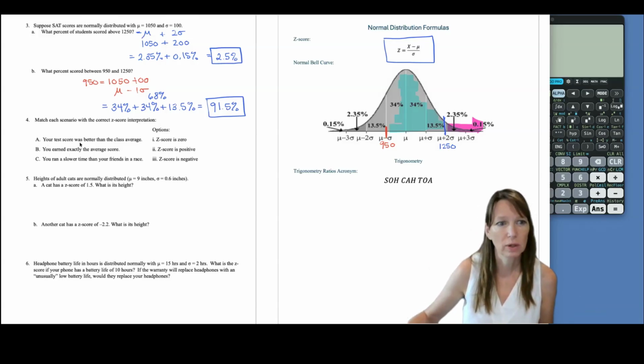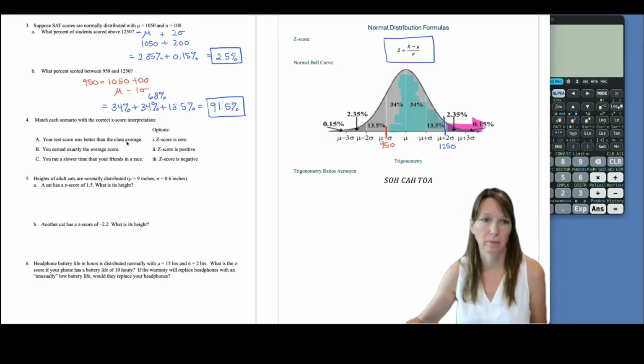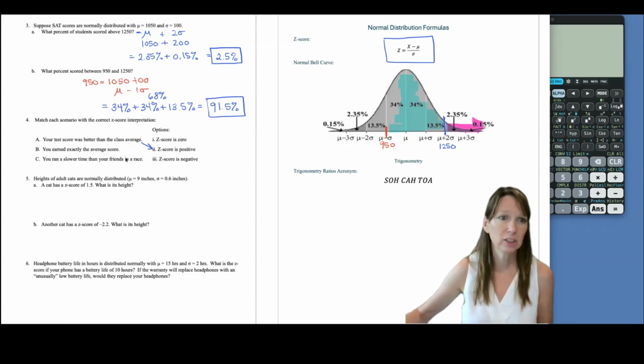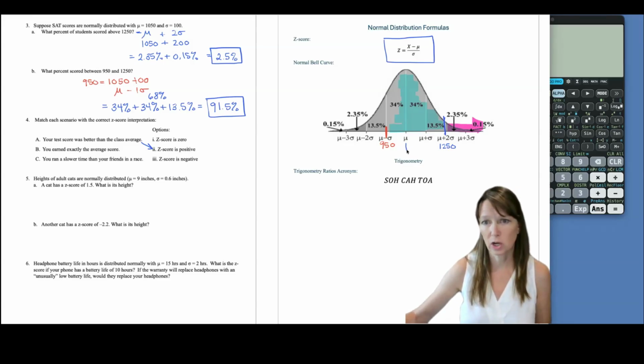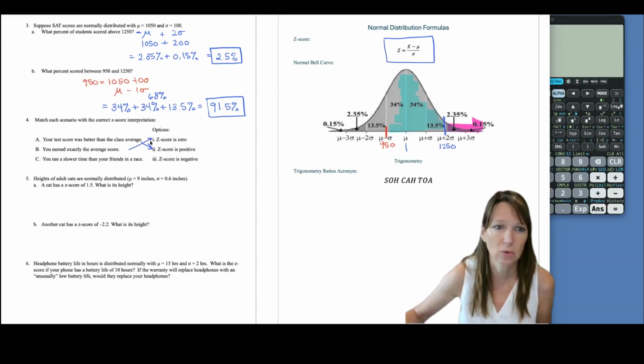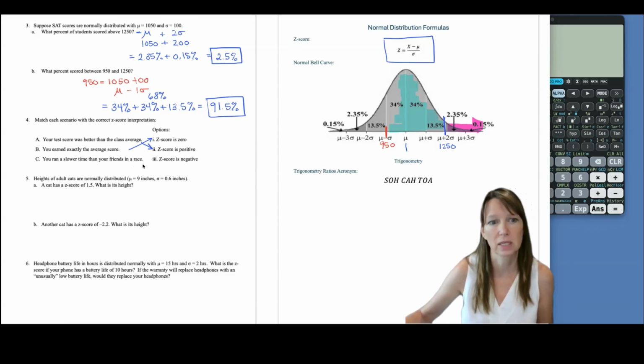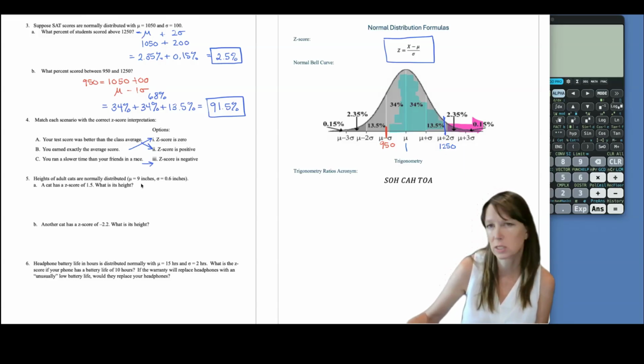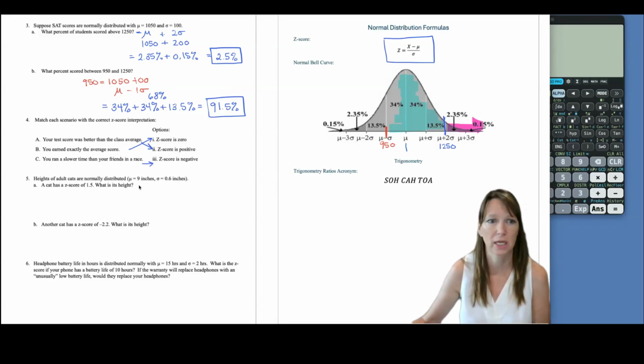So if your test score was better than the class average, then you should fall to the right, and that would mean that your z-score should be positive. If you earned exactly the average, then that means that we don't add or subtract from the mean, so your z-score is 0. And if you ran a slower time than your friends in a race, then you would fall to the left, or your z-score should be negative. So that's just helping test on whether you understand where you end up location-wise.